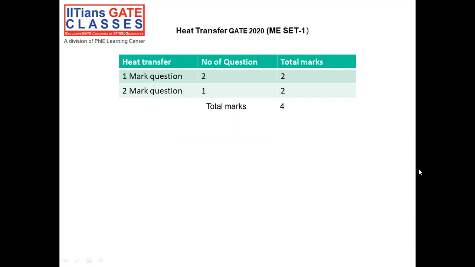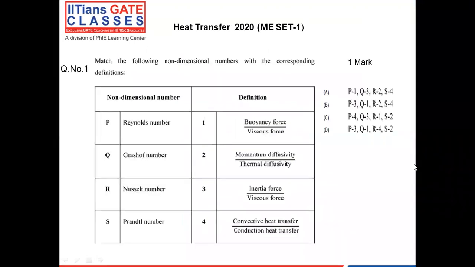Now, coming to question number 1, we have to match the following non-dimensional numbers with their corresponding definitions. To match the non-dimensional numbers and the definitions, we should know something about the non-dimensional numbers and their physical significance. So one by one, we are going to analyze the non-dimensional numbers. First of all, we are going to see the Reynolds number.